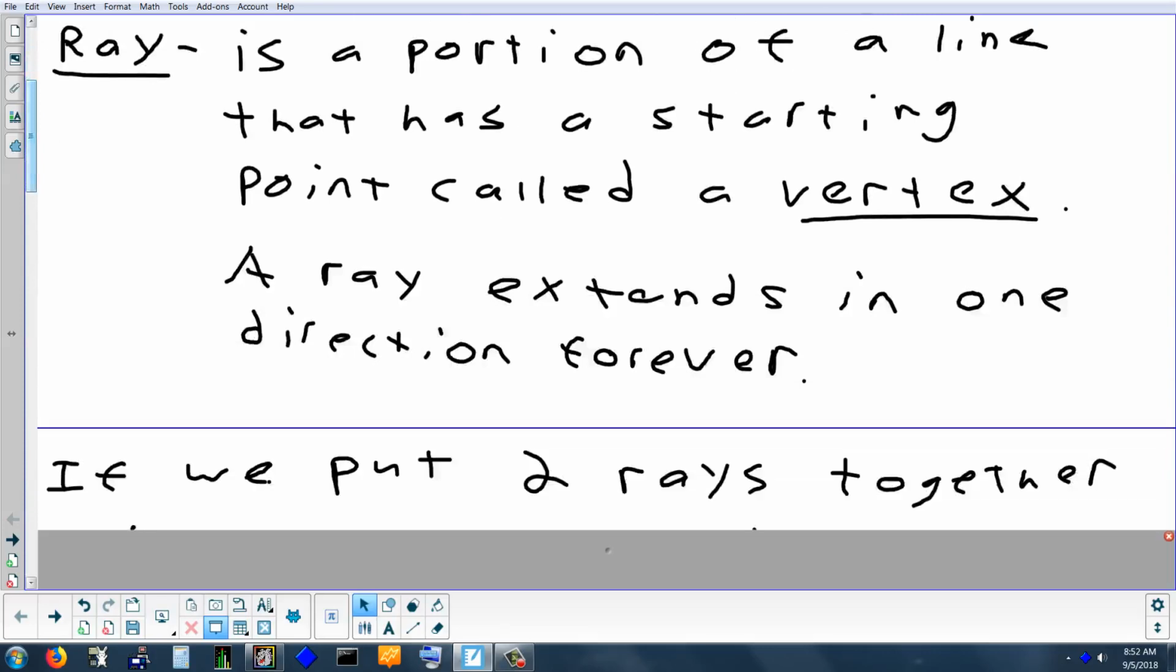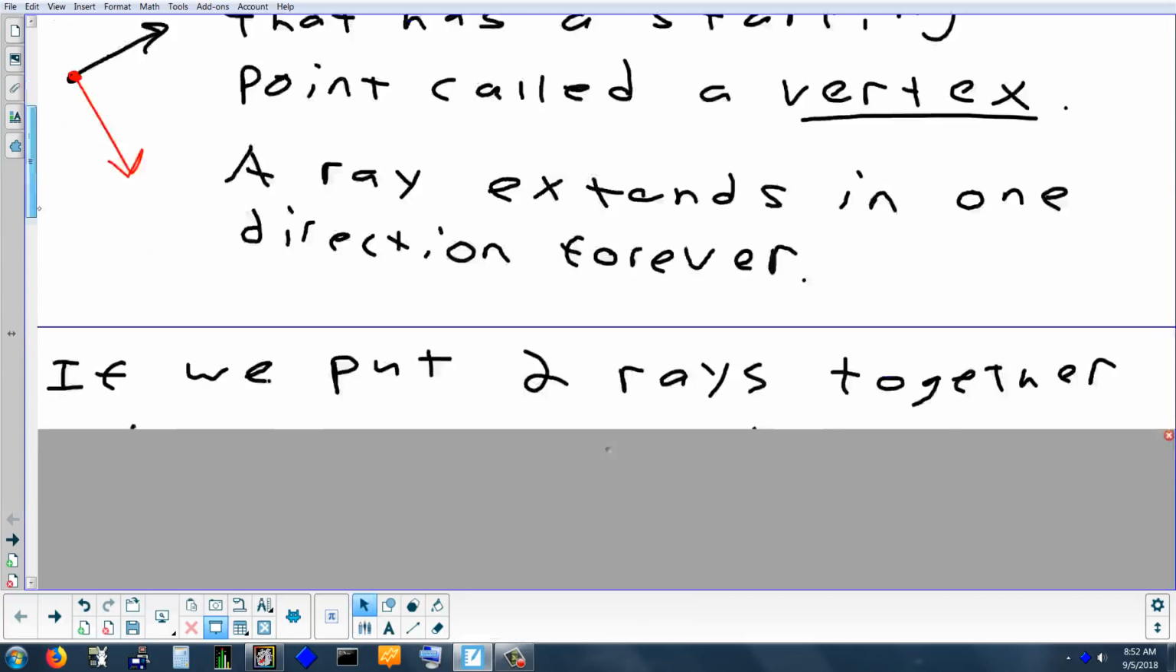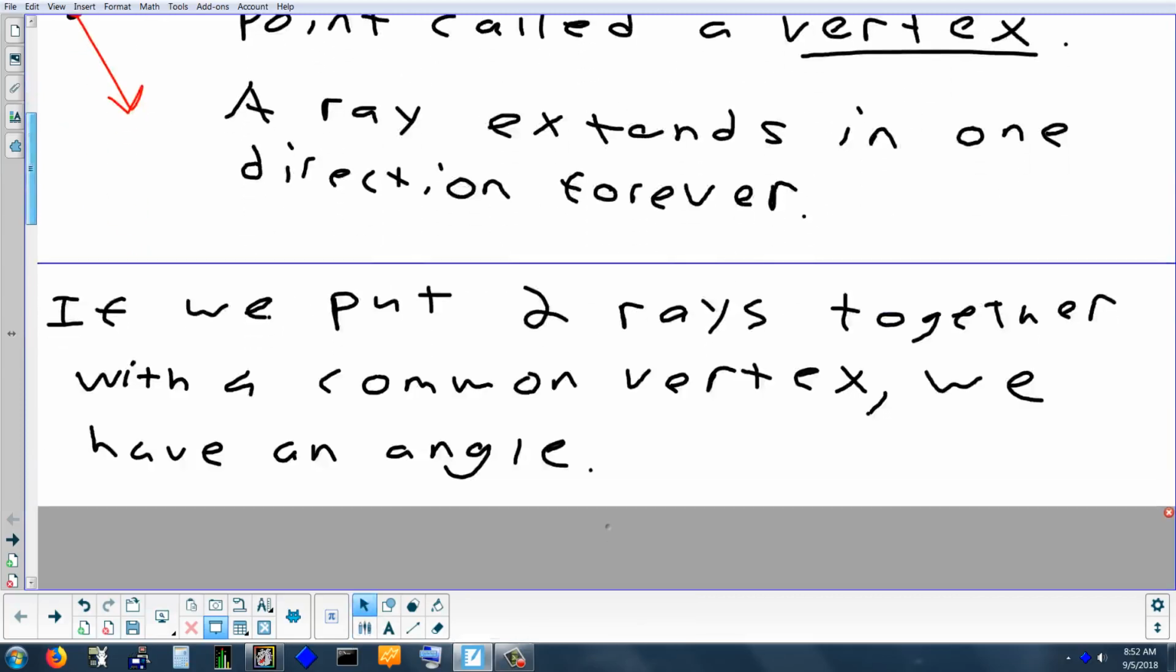So now if we take two rays, we just draw two rays. There's one. There's two. And separately, the red and the black ray are not an angle. But when I combine them, put them together so that their starting points line up, so that the vertices are right on top of each other, now I've created an angle. So if you take two rays, put the vertices together, that's an angle.